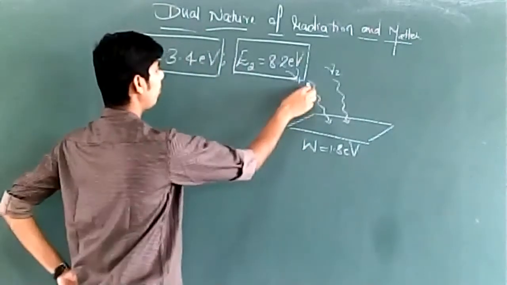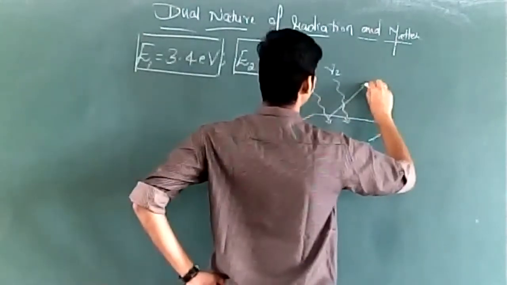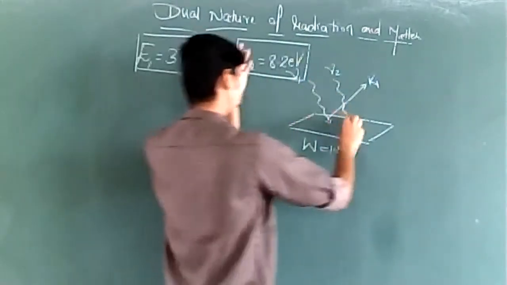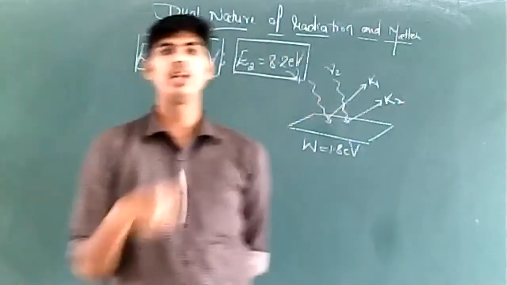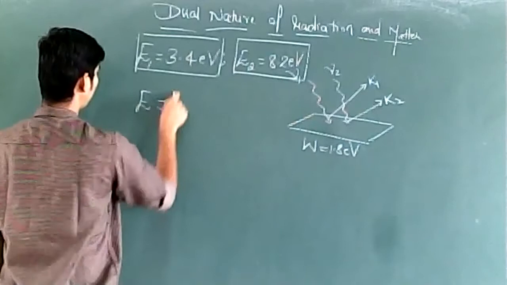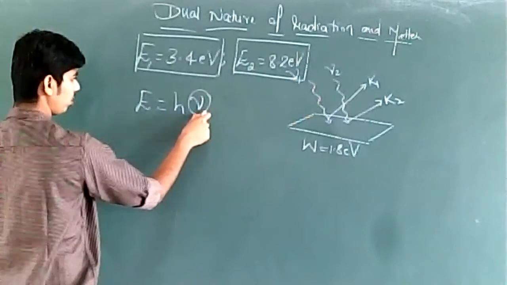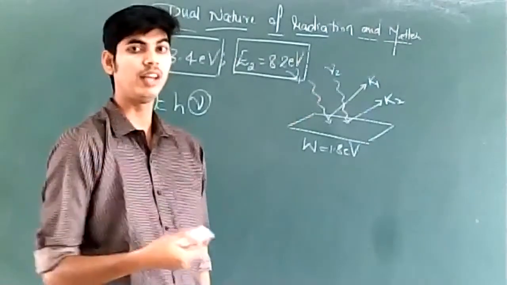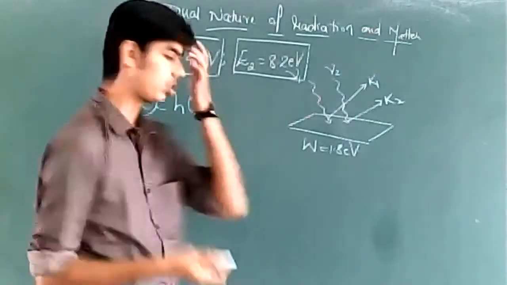When light of frequency nu1 is incident on the metal surface, the kinetic energy of the ejected electrons will be k1. When light of frequency nu2 is incident, the kinetic energy of the electrons emitted will be k2. We know that the energy of photon is equal to h into nu. When frequency of the photon changes, energy of the photon also changes, right? When energy of the photon changes, corresponding kinetic energy of the ejected electron should also change.